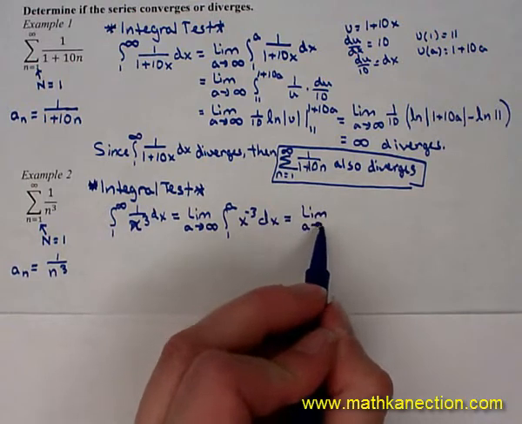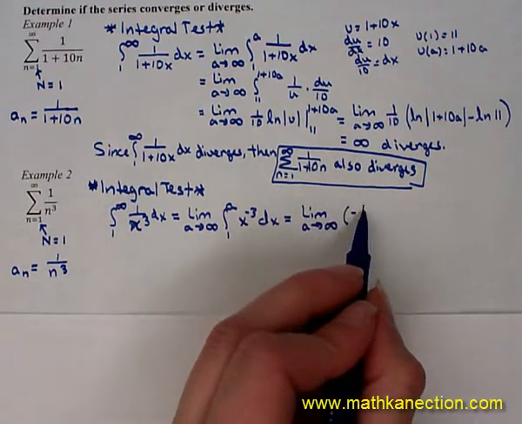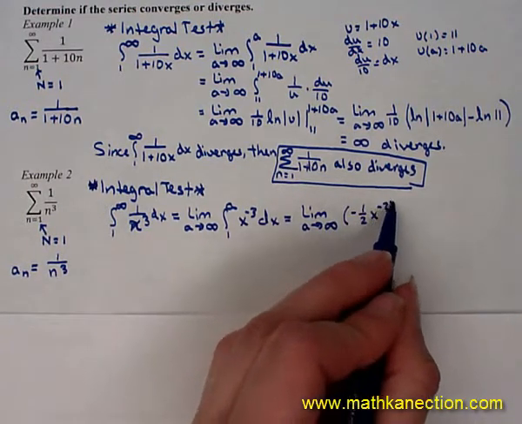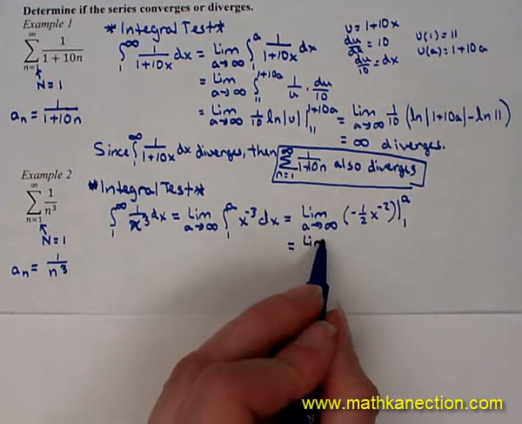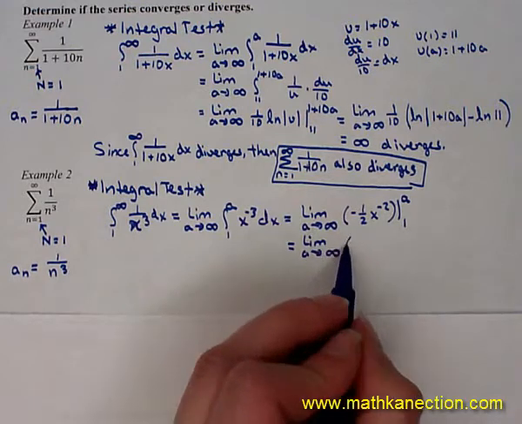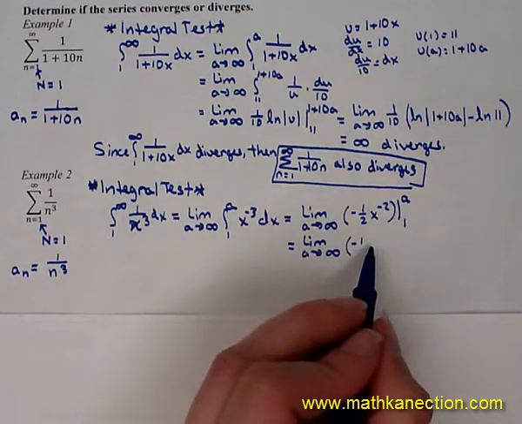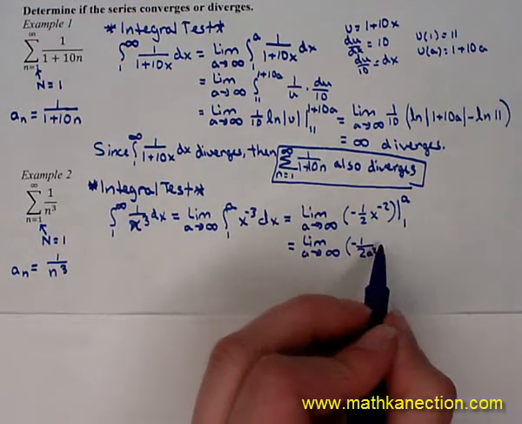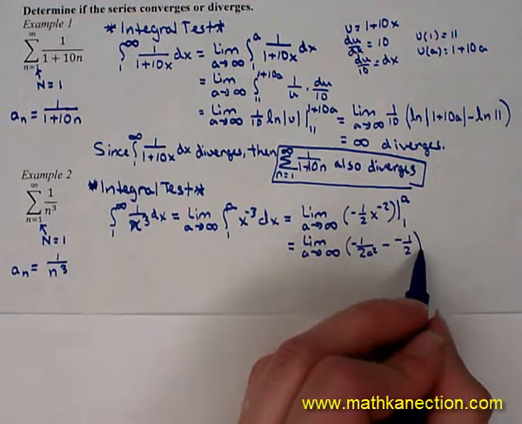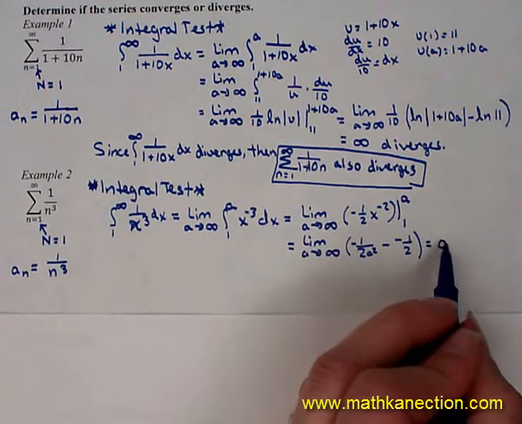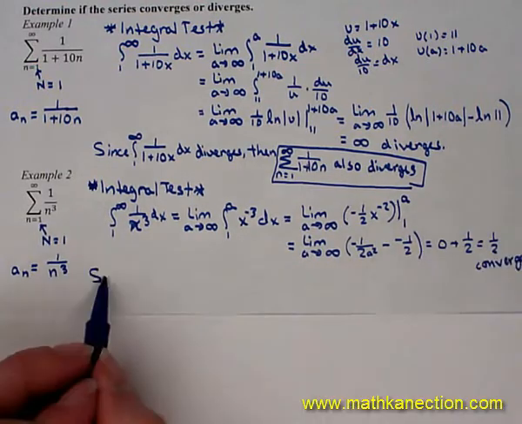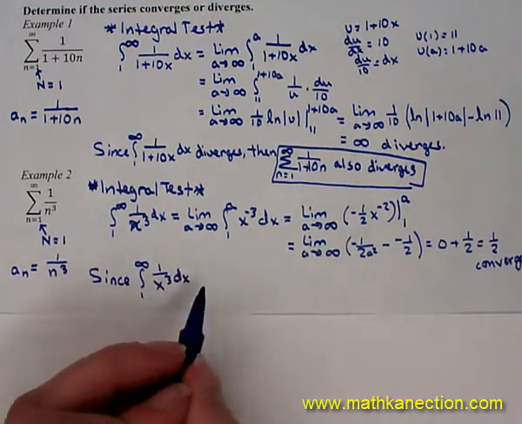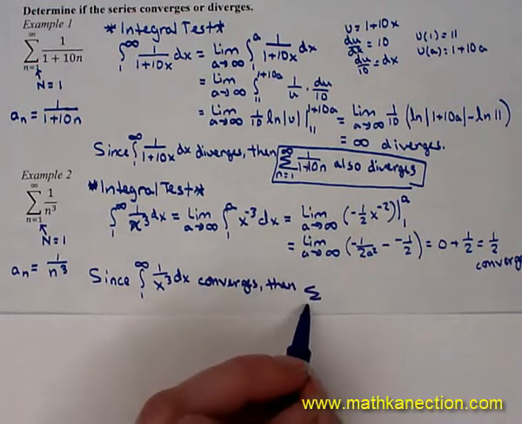By anti-deriving, we have the limit as a approaches infinity of negative 1/2 x to the negative 2 from 1 to a. Following the fundamental theorem of calculus, we have the limit as a goes to infinity of negative 1 over 2a squared minus negative 1/2. Calculating the limit to get 0 plus 1/2, which is equal to 1/2. Since the integral converges, then the series also converges.